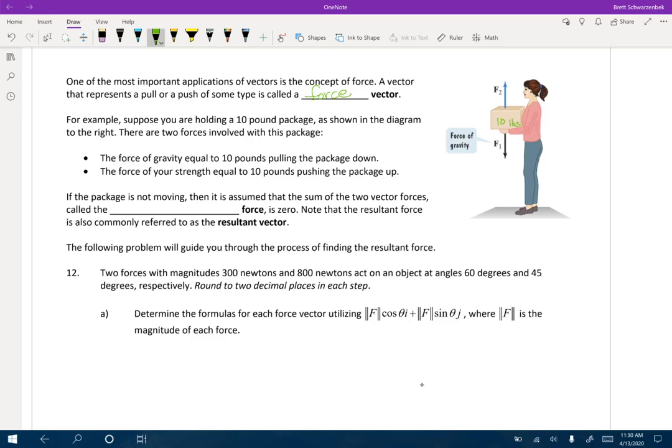It says if the package is not moving, it is assumed that the sum of the two vector forces, called the resultant force, is 0. So if this package right here is standing still, that means that the resultant force of these two is essentially going to be 0. We also sometimes call that the resultant vector.